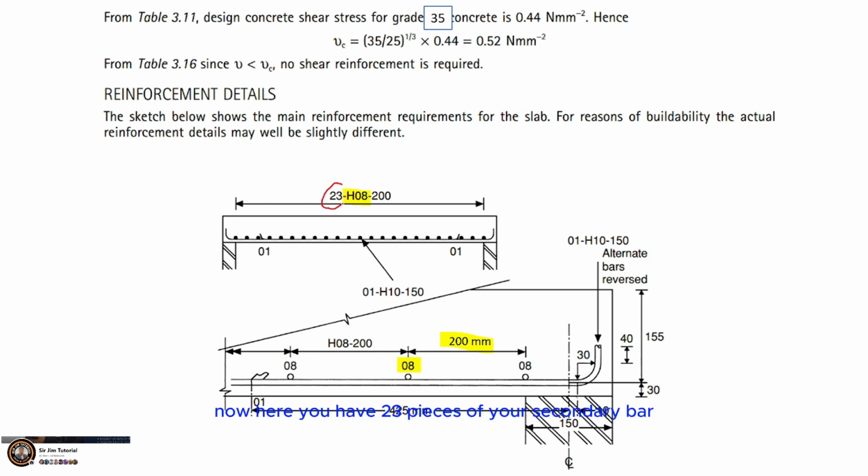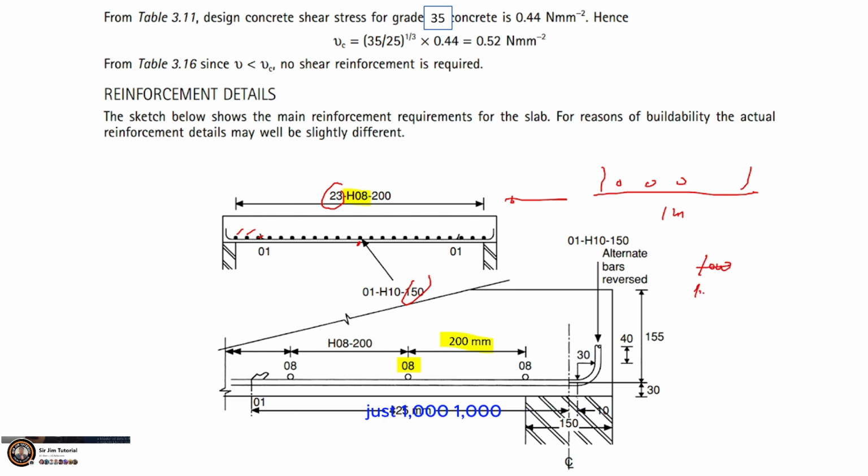Now here you have 23 pieces of your secondary bar. So it's 1, 2, 3, and so on, 23. Your main bar, at that section, you only have one. With a spacing of 150, if we look at the section, this is 1 meter. So you just have to divide. For example, the total span is 1,000. 1,000 divided by 150, plus one, for you to get the total number of pieces. Here we just presented one piece for your main bar, and it's fine for the details.